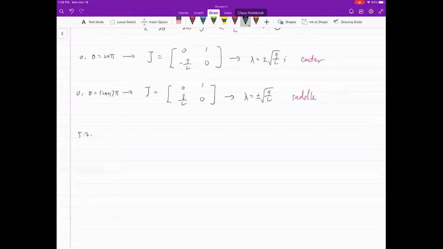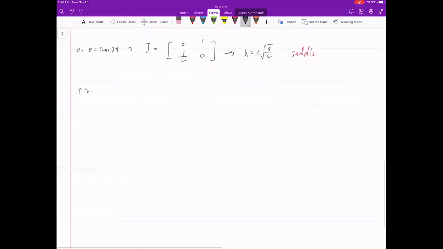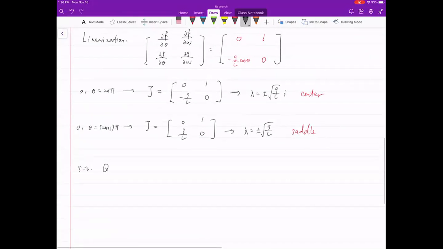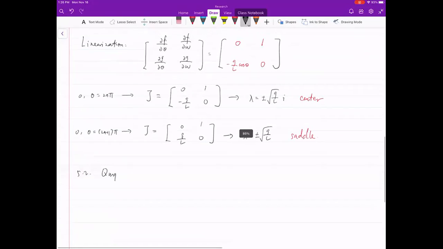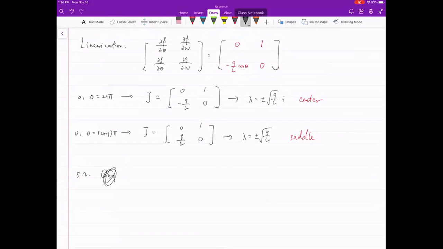Now let's look at 4.2 qualitative analysis. Is that really the title? Wow. It is actually called qualitative analysis. Pretty sad, but yeah, that's the name.